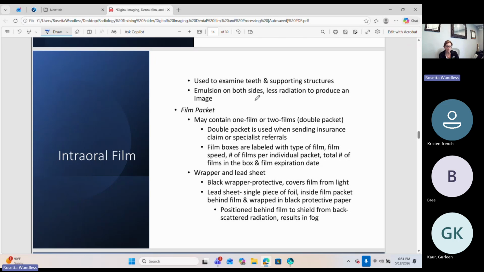That's important. We always want to make sure we rotate stock with anything because it does lose its potency. Especially with radiographs, after the expiration date, we could get a very fogged image, and that's obviously not good for diagnostic quality. So we want to make sure our expiration date is good.